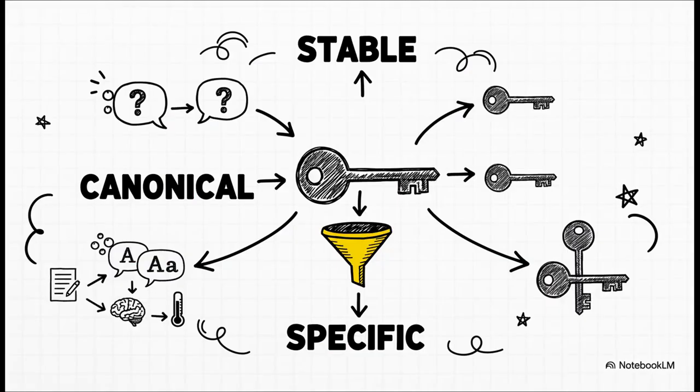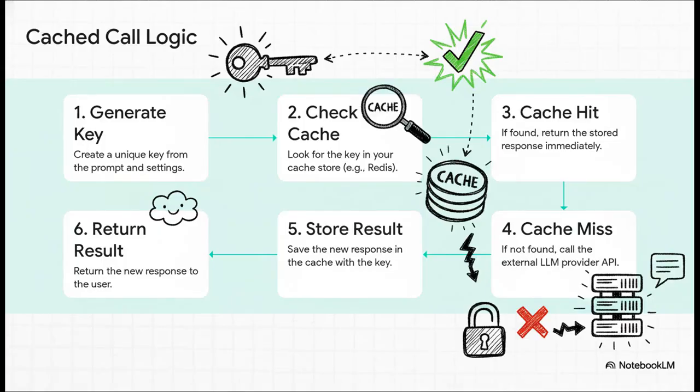You know, the real heart and soul of any cache is the key. That's the unique identifier you use to look up the stored data. And a good cache key has 3 important qualities. It has to be stable, meaning the same input will always create the same key. It needs to be canonical, which is just a fancy way of saying it ignores tiny differences like an extra space. And it has to be specific. You need to include anything that might change the output, like the name of the model you're using or even the temperature setting.